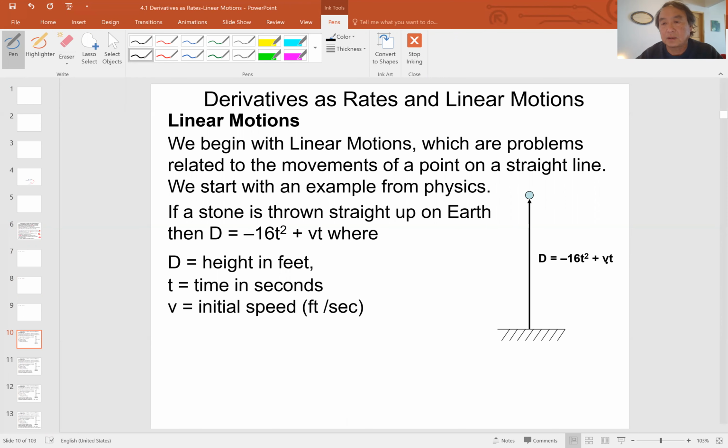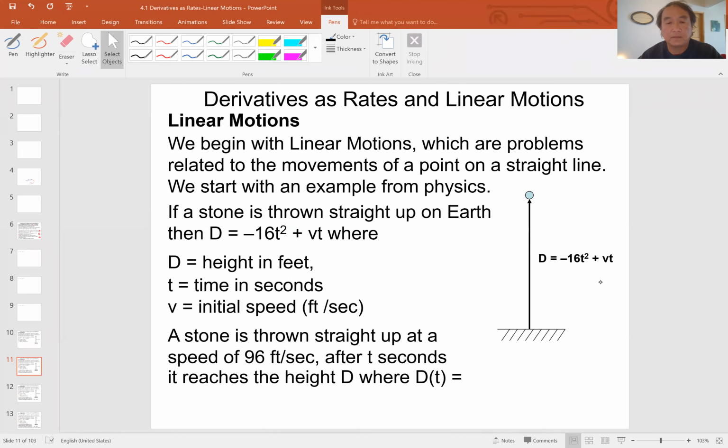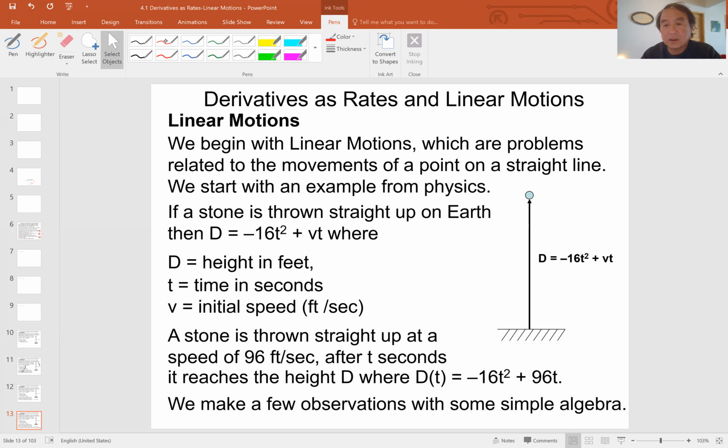And V is the initial velocity. So in particular, if we shoot the item going up at 96 feet per second, then you plug in 96 for the initial V here. In physics, you probably have a V little zero, meaning time zero. And that would be a specific formula for shooting up an object at 96 feet per second from the ground. And from this distance function, we can extract a lot of information about the object.